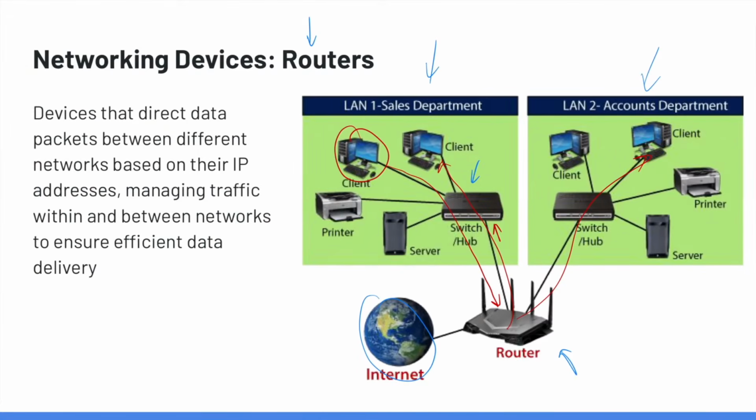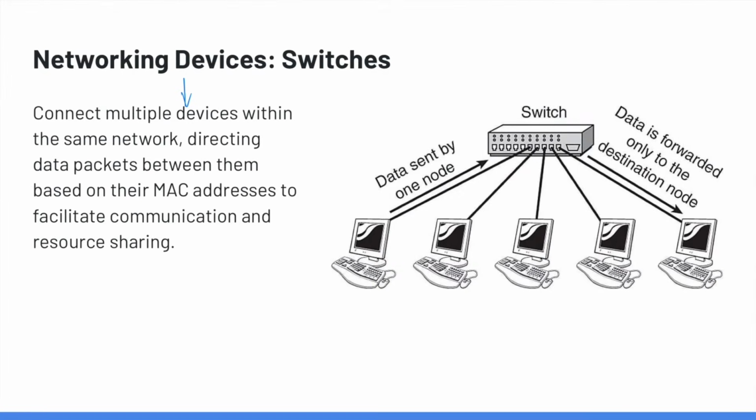Routers generally allow us to connect different networks together, but switches, which we see right here, allow us to connect different devices on the same network together. Basically, they allow us to send data between devices on the same network.